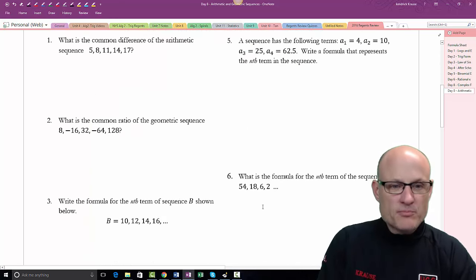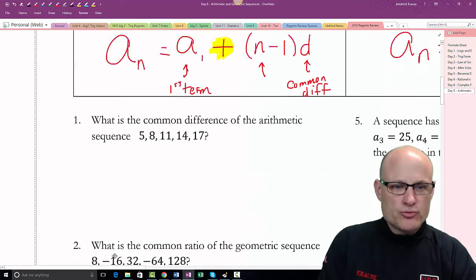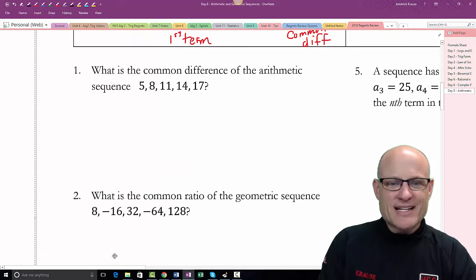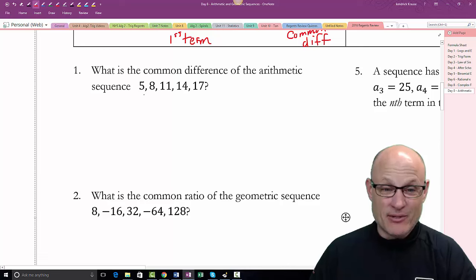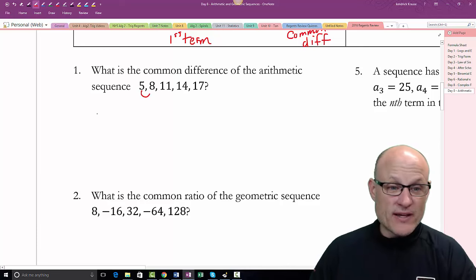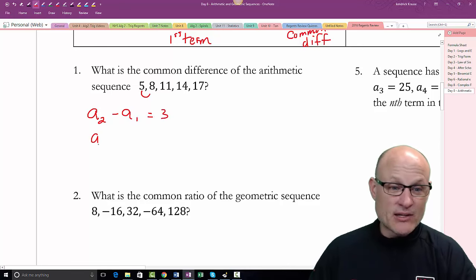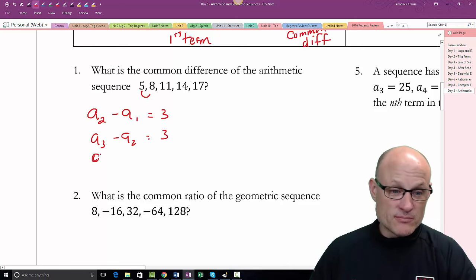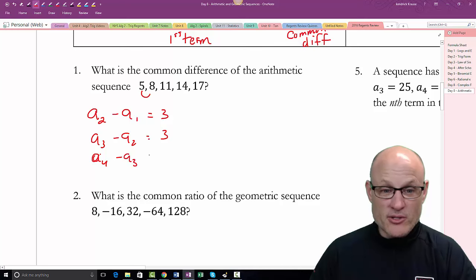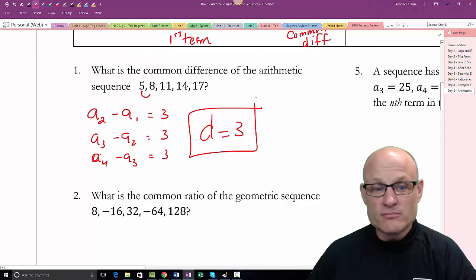Let me get these a little bit bigger. All right, so what is the common difference of this arithmetic sequence? Well, they're even telling you it's a common difference. What you do to find the common difference is you take a sub 2 and subtract a sub 1. Take the second term and subtract the first term, you get 3. Take the third term and subtract the second term, you get 3. Take the fourth term and subtract the third term, you get 3. The common difference is equal to 3. That's all there is to it.